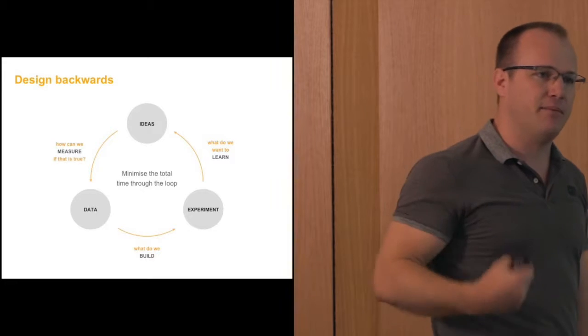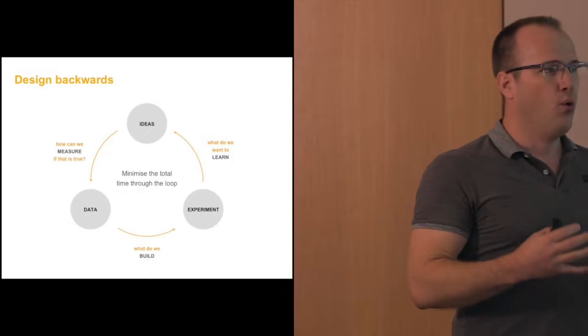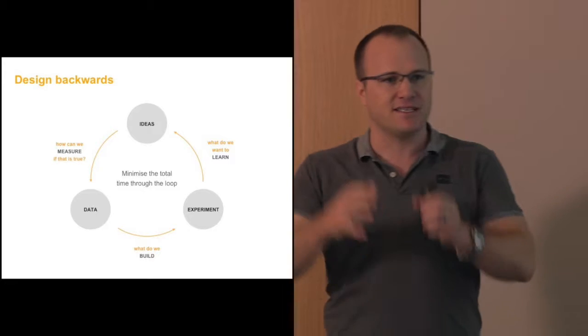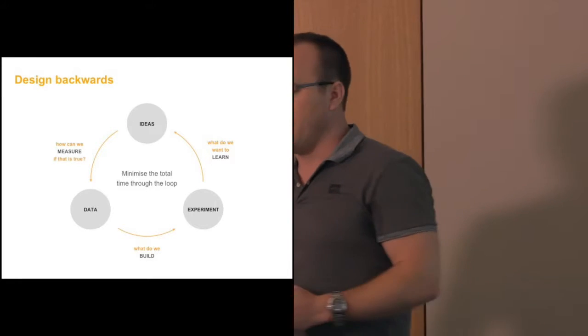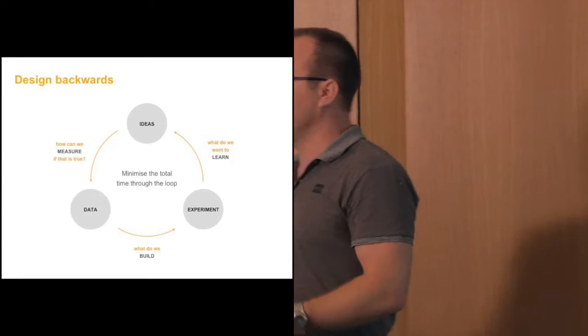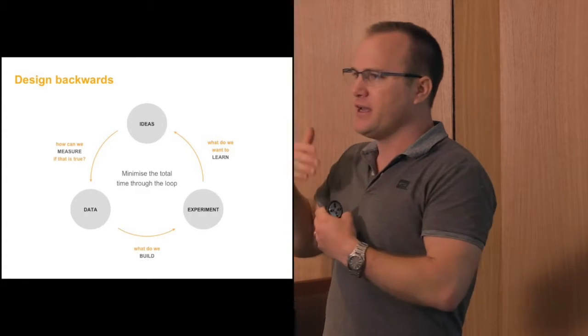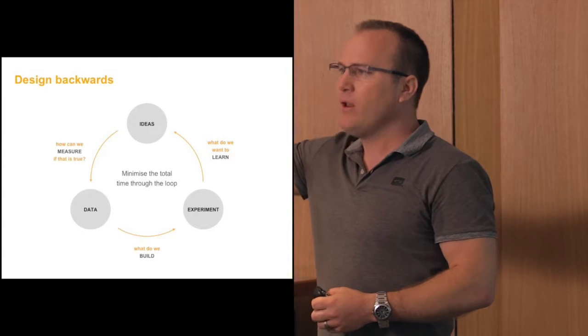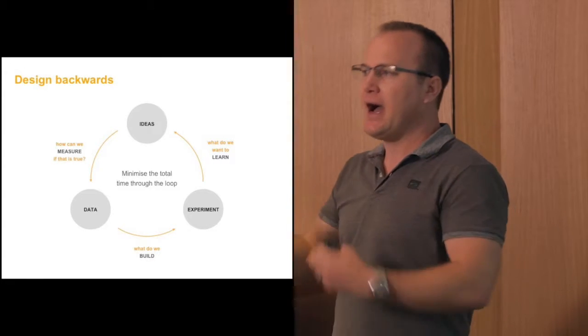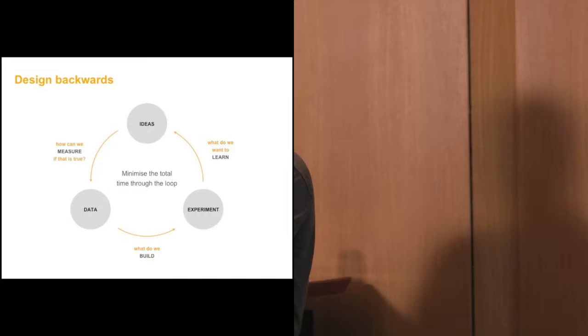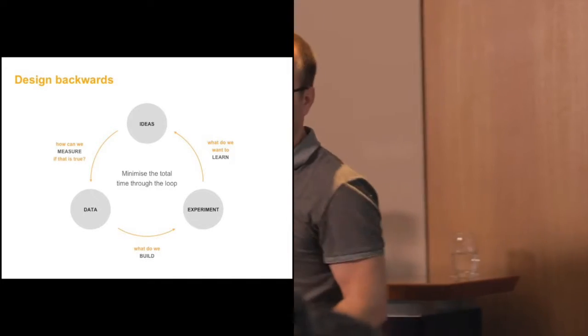When you design it, you design backwards. So you start with, what is it that we want to learn? What is the assumption that we have? In the experimentation terminology, to run an experiment, you need a hypothesis. What do I assume to be true? How will I measure if that's true? And then how do I build the experiment to gather that data to determine whether that's true?